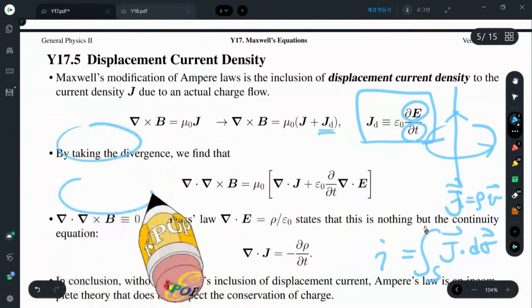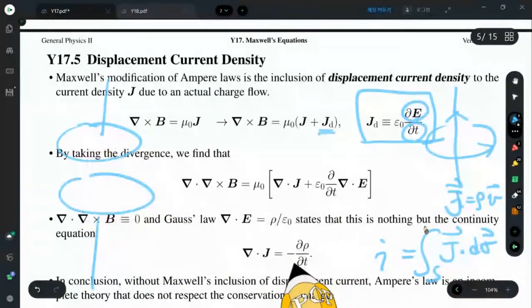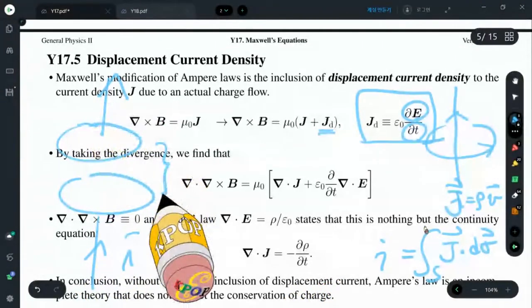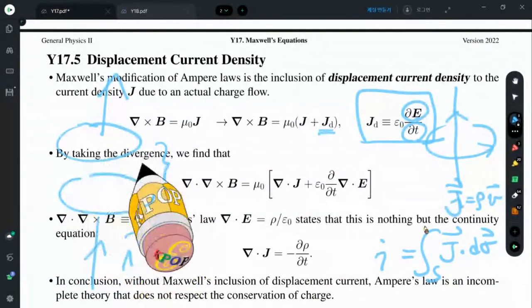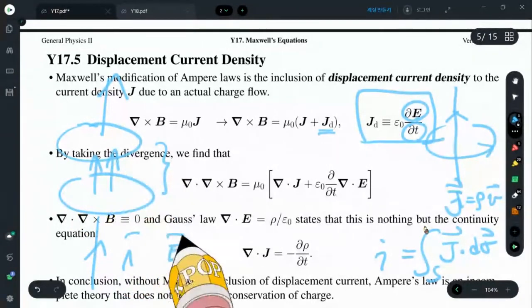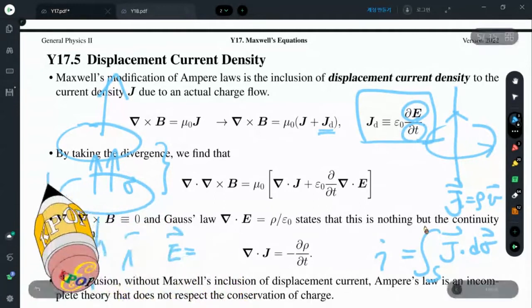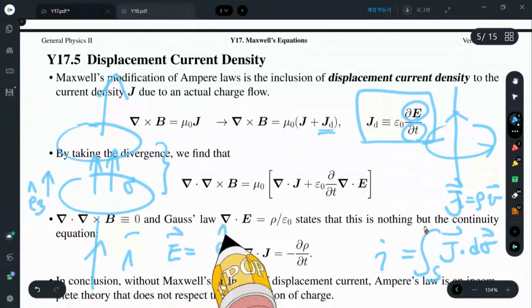How? Why don't we think about a parallel plate capacitor? Current I flows in, flows out. In the middle, this is a vacuum, nothing. There is no current at all. However, we know the electric field, along the unit vector e3, in between the two plates is sigma over epsilon 0.